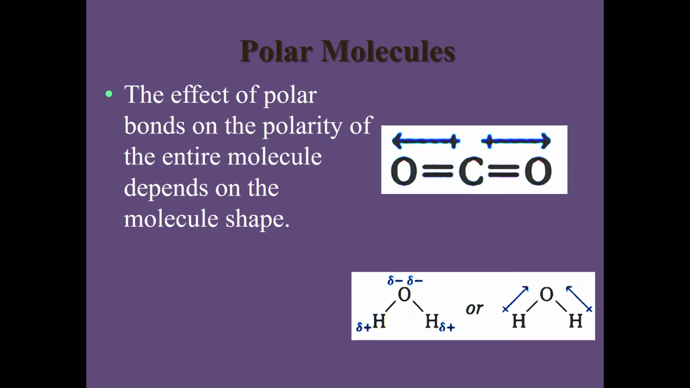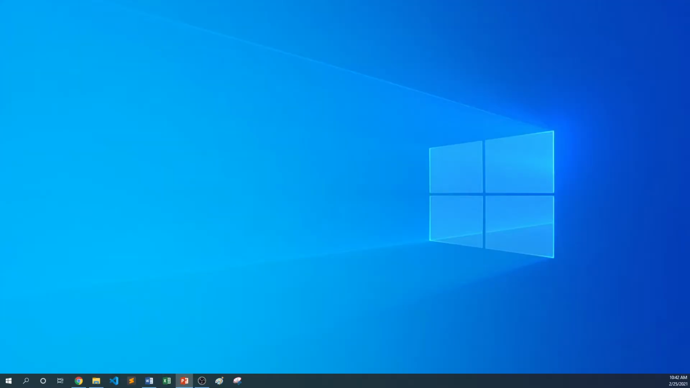The effect of polar bonds on polarity of the entire molecule also depends on molecular shape. So between carbon and oxygen is polar. Carbon is more positive, oxygen is more negative. But look at the symmetry and the geometry. They cancel each other out. Now look at water. The oxygen and hydrogen is a polar bond, but look at the direction in which they go.